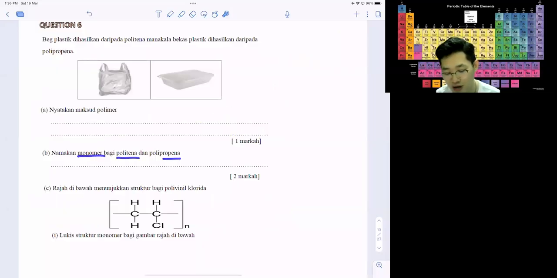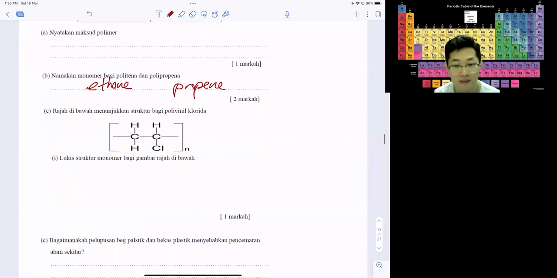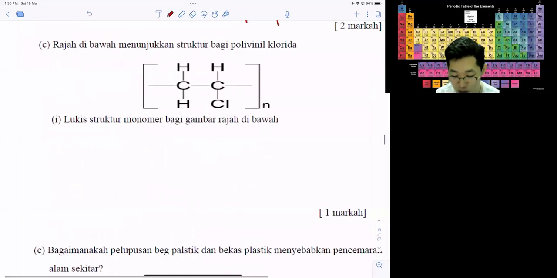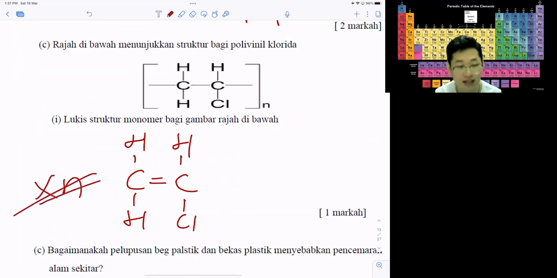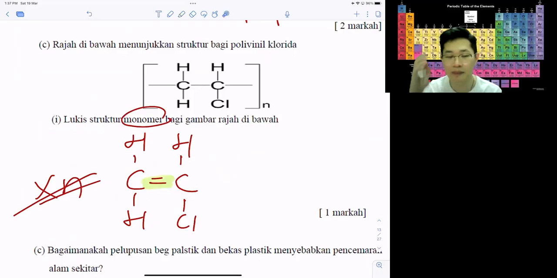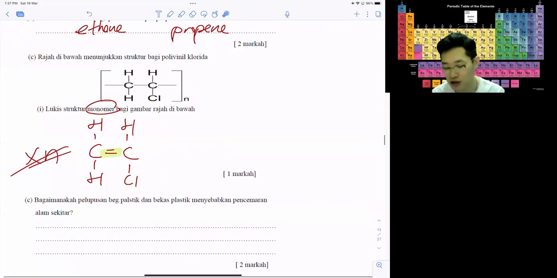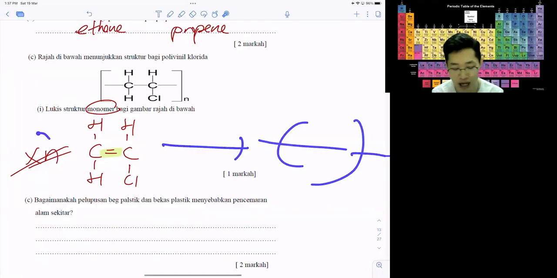Name the monomer for polyethylene and polypropylene. That means monomers ethene and propene. Draw the structure of the monomer. So monomer, remember, students, monomer don't put n, no n, double bond without n. Only the polymer, the one you showed that becomes something long, you have to put n.